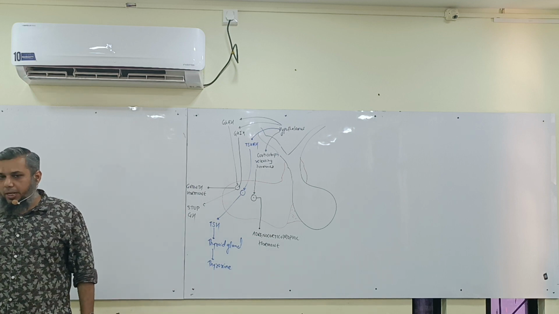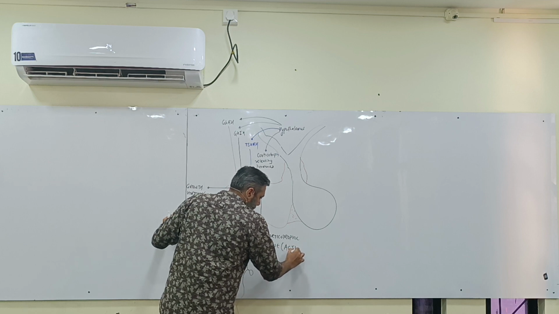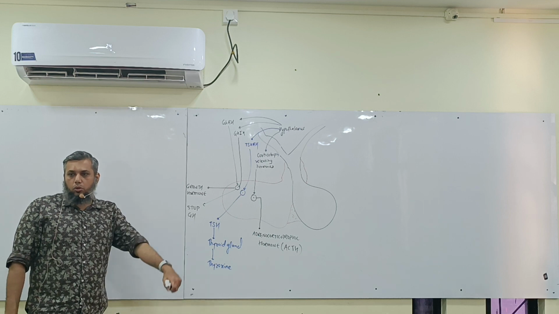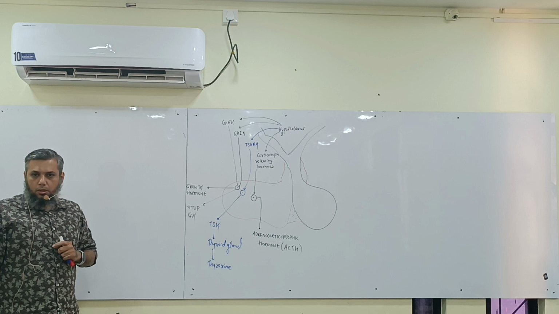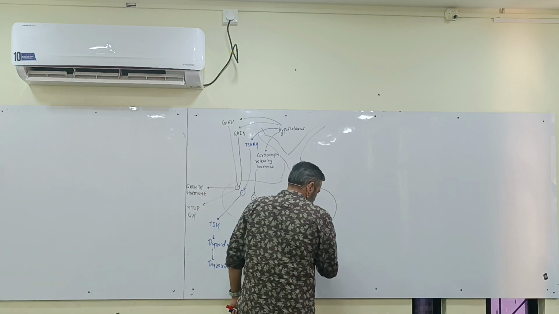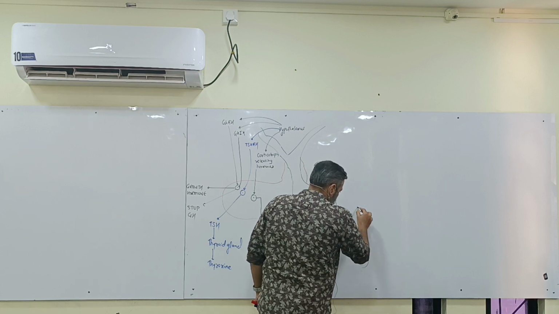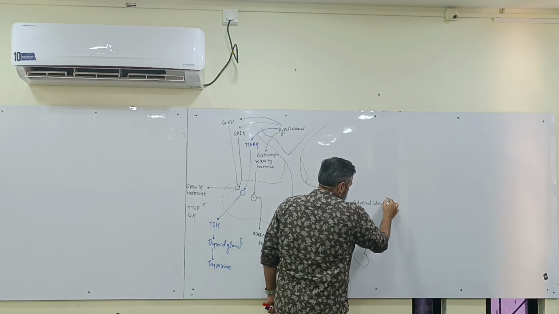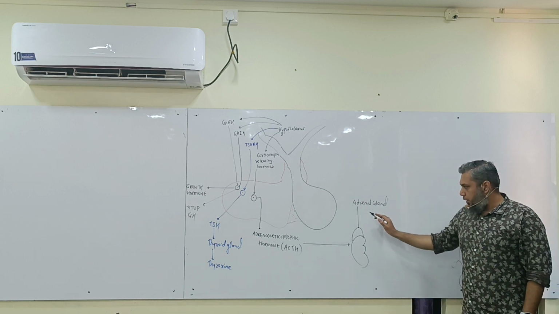What is the name of the hormone? ACTH. The short form of the hormone is ACTH. Adrenocorticotropic hormone, that is ACTH. Clear everybody? Now this ACTH will act on the adrenal gland. ACTH will act on the adrenal gland.